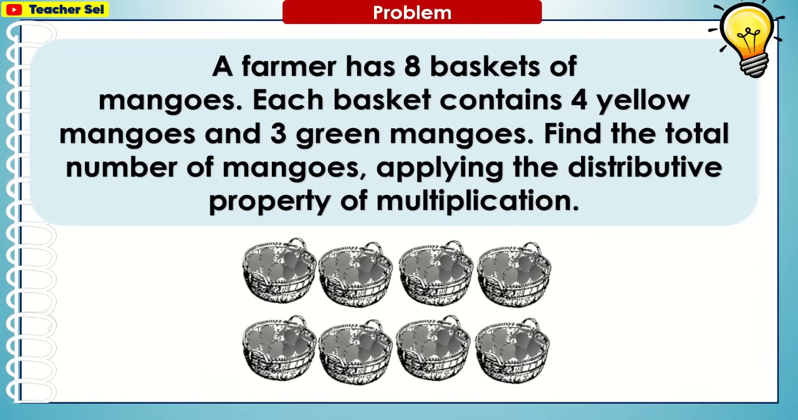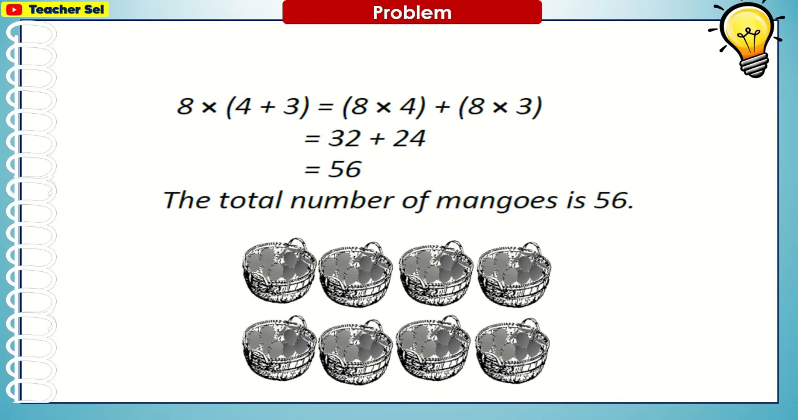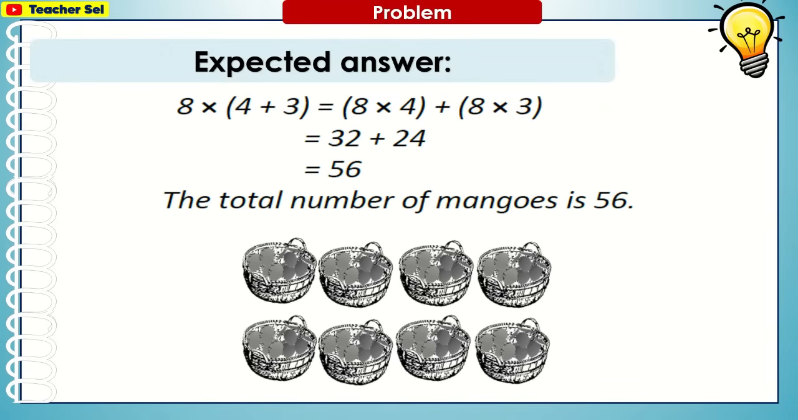A farmer has 8 baskets of mangoes. Each basket contains 4 yellow mangoes and 3 green mangoes. Find the total number of mangoes applying the distributive property of multiplication. Here are the expected answers. The total number of mangoes is 56.